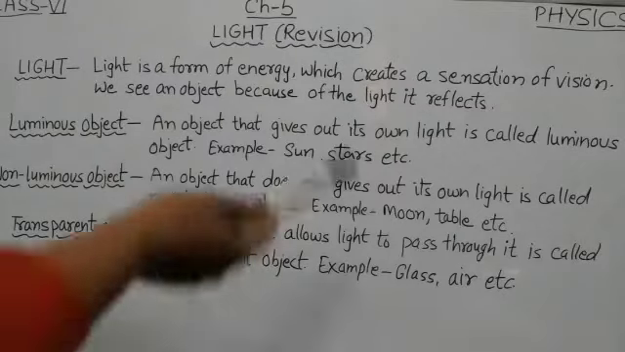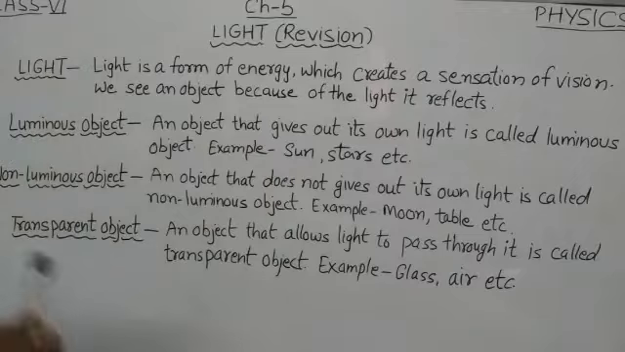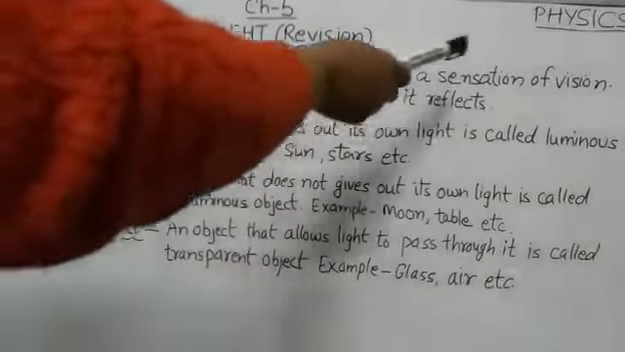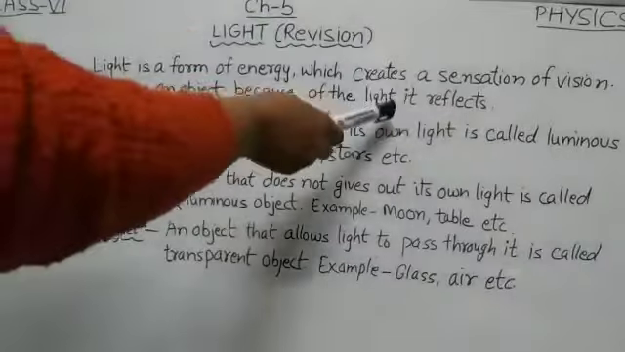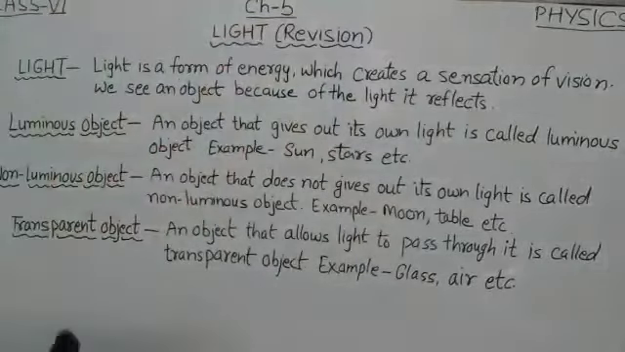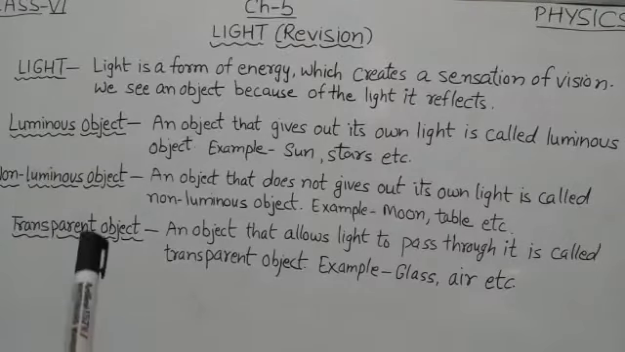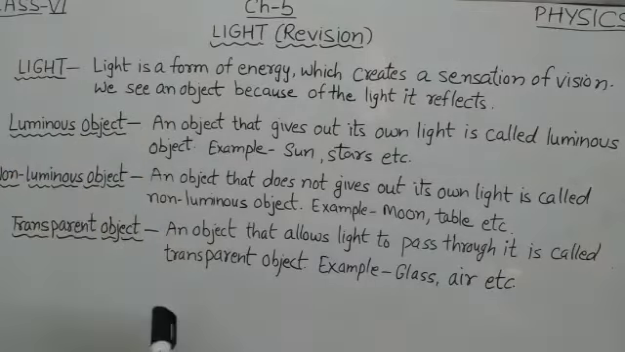Okay, like light. What is light? Or a question can come, define light. So how will you write? You will write, light is a form of energy which creates a sensation of vision. We see an object because of the light it reflects. Like this you have to write, then only you will get full marks. Clear? As per your standard, as per your class, you have to give a full answer.